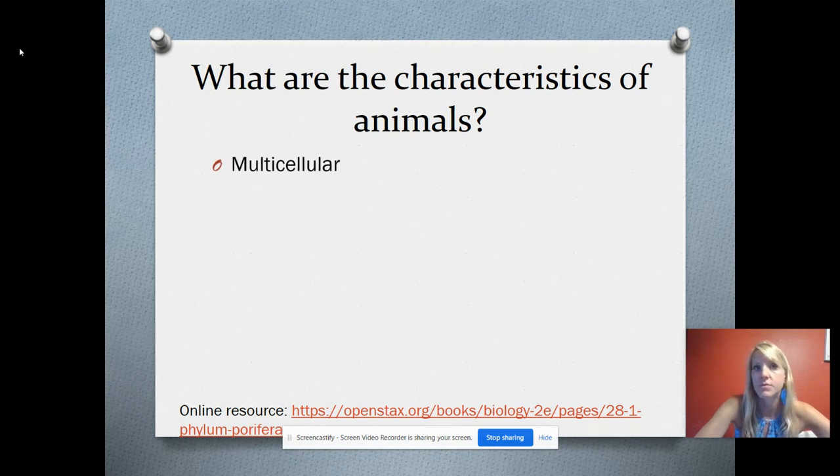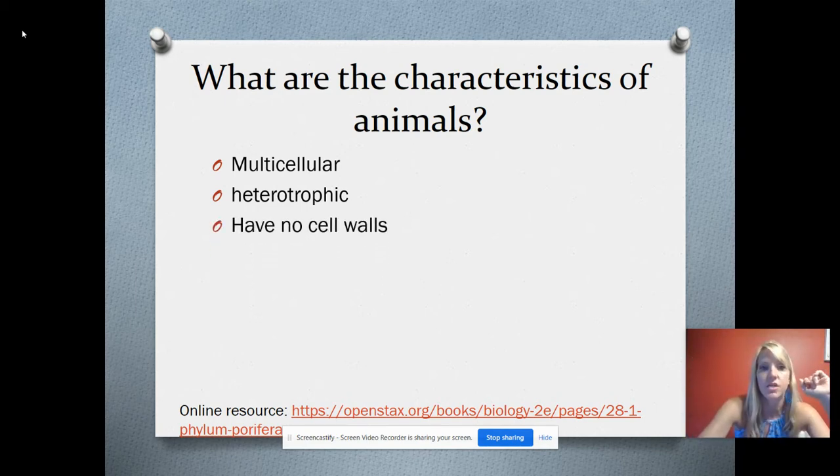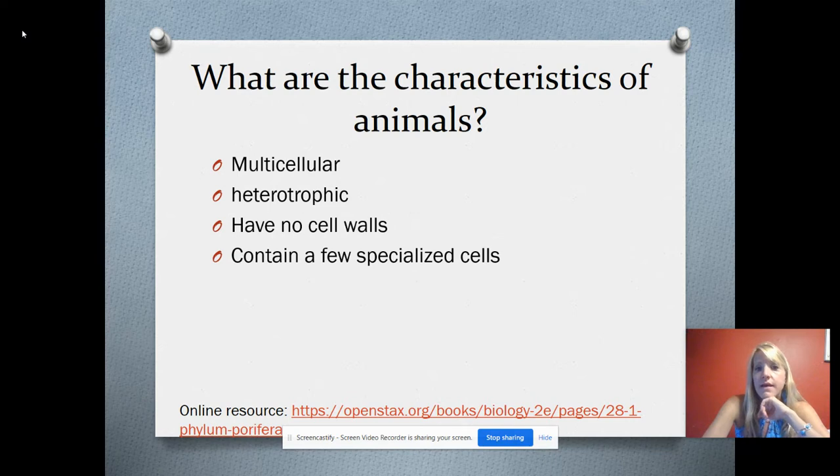They're multicellular, which means every single animal in kingdom Animalia is made up of more than one cell. They're heterotrophic. Hetero means it eats other things. So every single animal in kingdom Animalia has to eat something in order to get energy. They have no cell walls, zero. Plants have cell walls, fungus have cell walls, and bacteria have cell walls. Animals do not. They have a few to a lot of specialized cells.